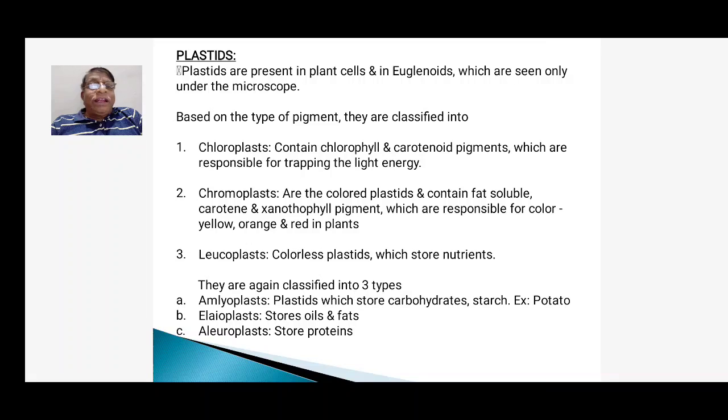Another important character is there. All these plastids are interconvertible. Say, chloroplast may convert into chromoplast. Chromoplast may convert into leukoplast. Or even leukoplast may convert into chromoplast. Chromoplast may convert into chloroplast. A very important point.